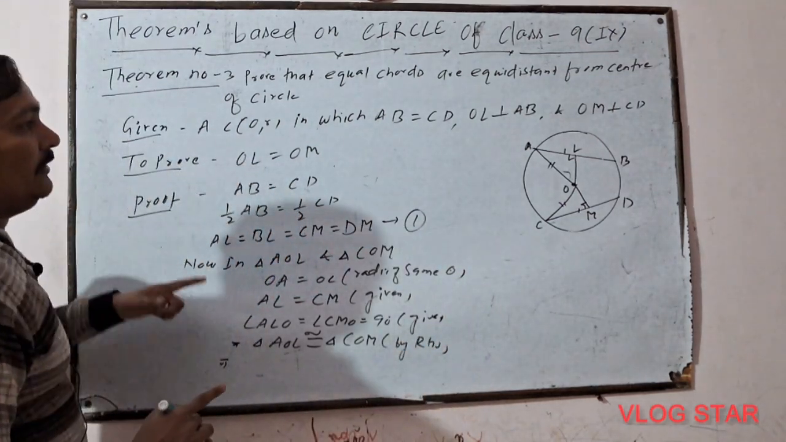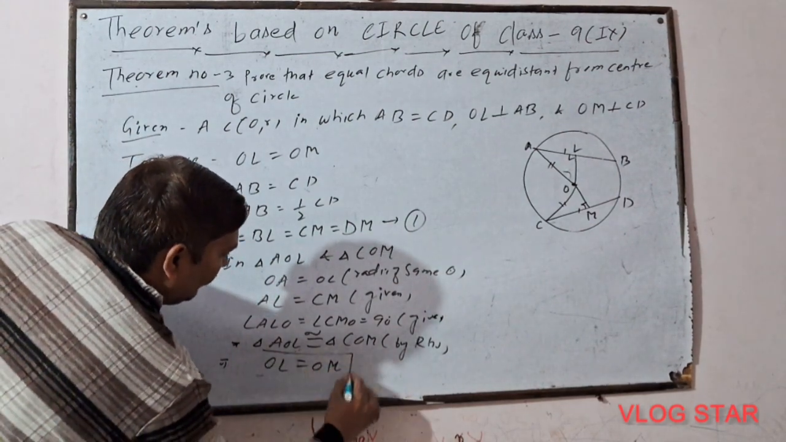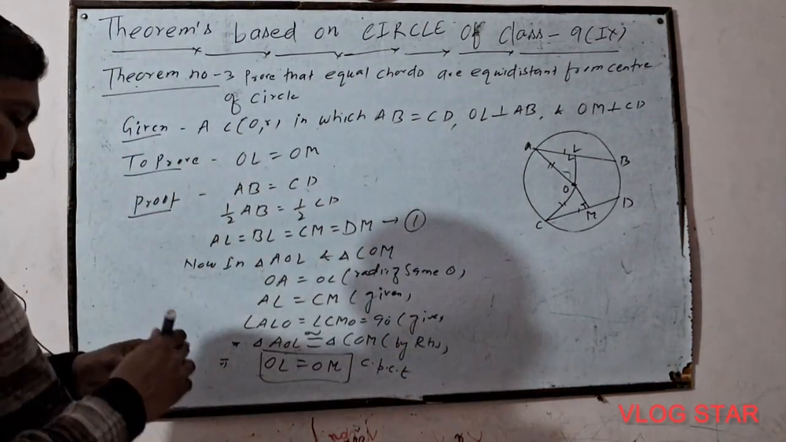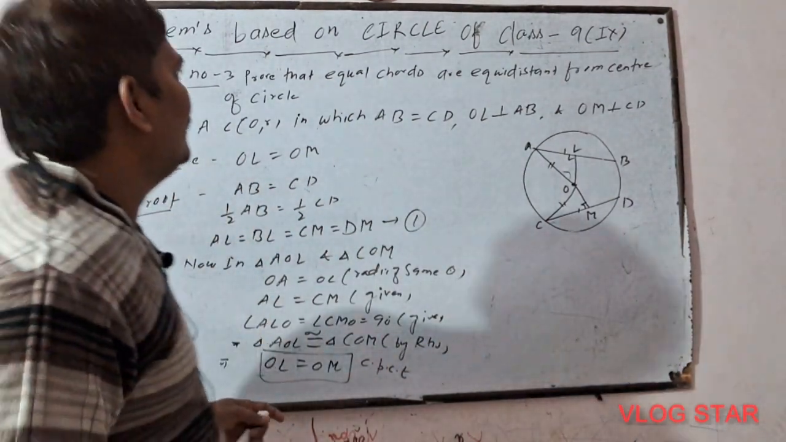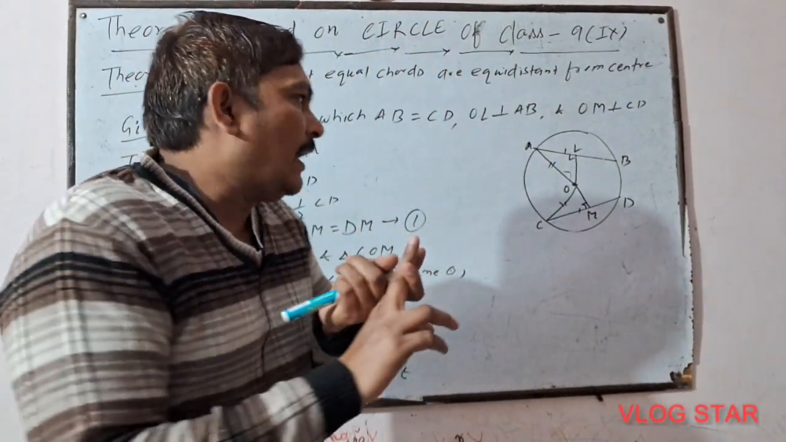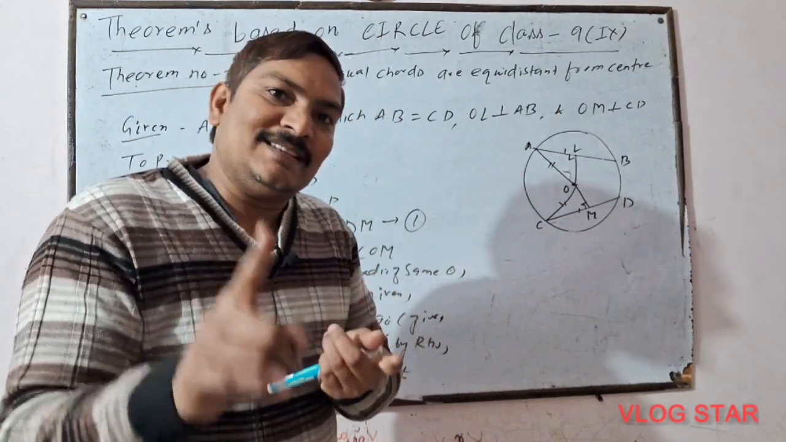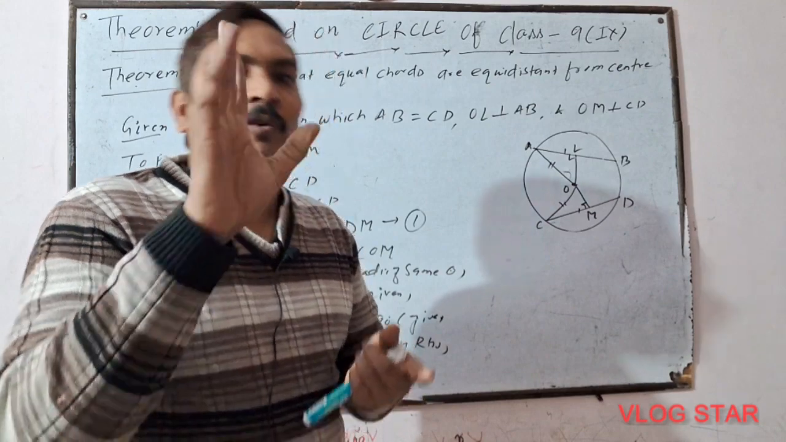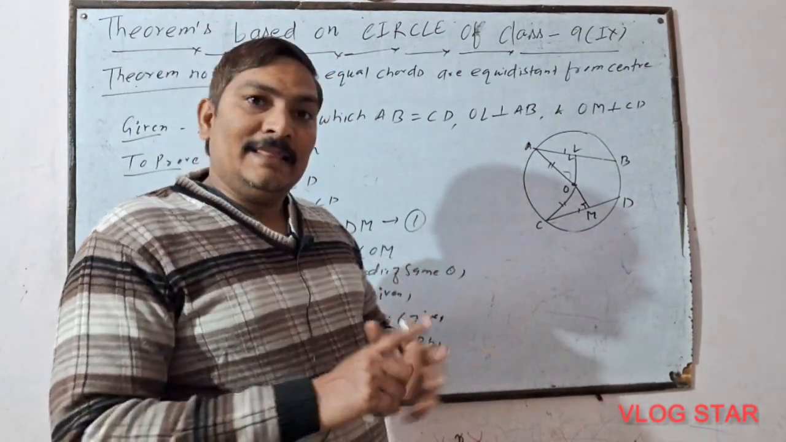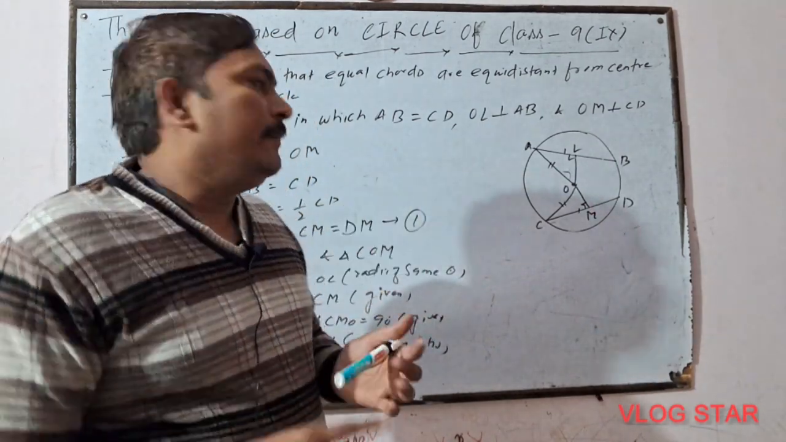This implies that OL equals OM, reason? CPCT. Okay, I hope you have understood. What is the meaning of the theorem? When two chords are equal, then their perpendicular distance from center will be equal. This is to be noted. Means when two chords are equal, then their perpendicular distance from center will be equal.